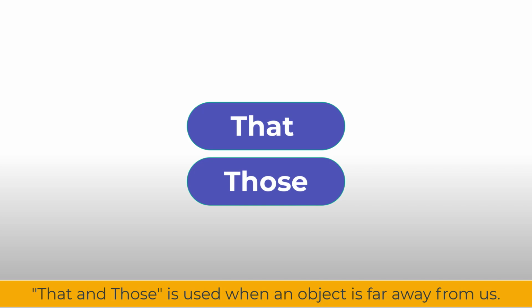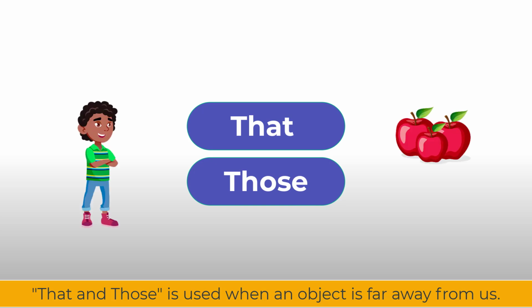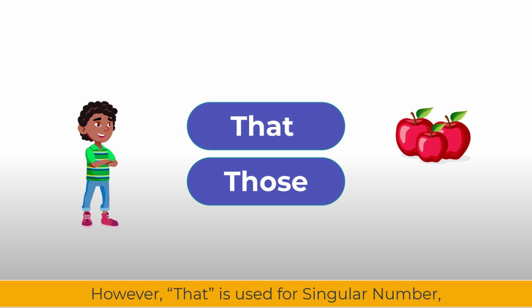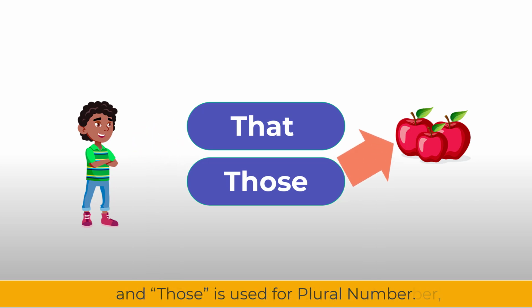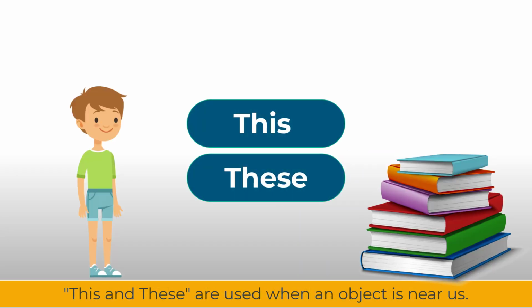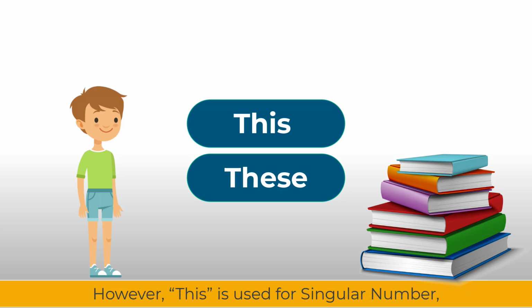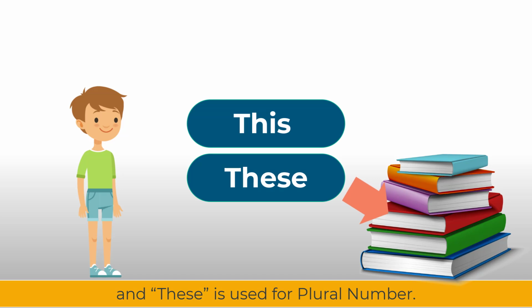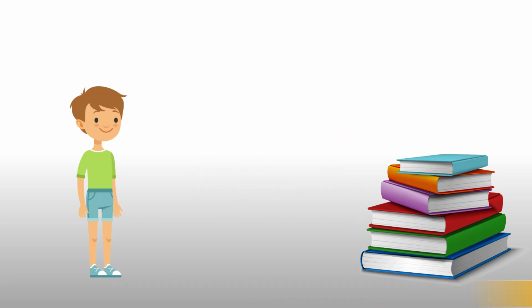That and those are used when an object is far away from us. However, that is used with singular number and those is used for plural number. This and these are used when an object is near us. However, this is used for singular number and these is used for plural number.